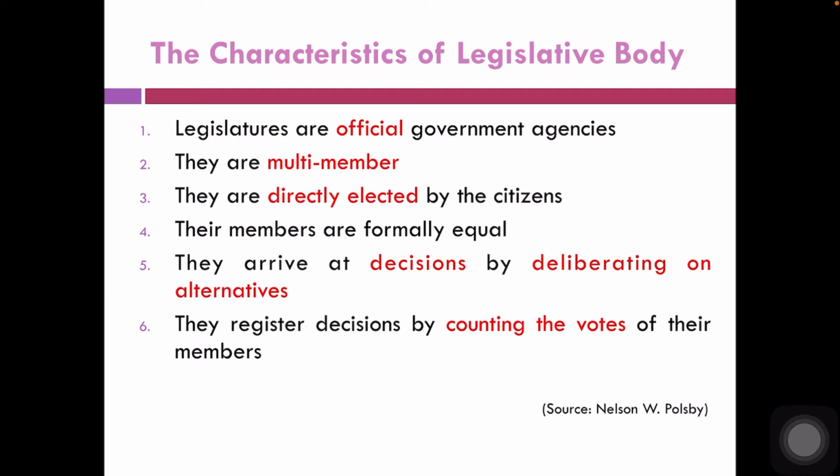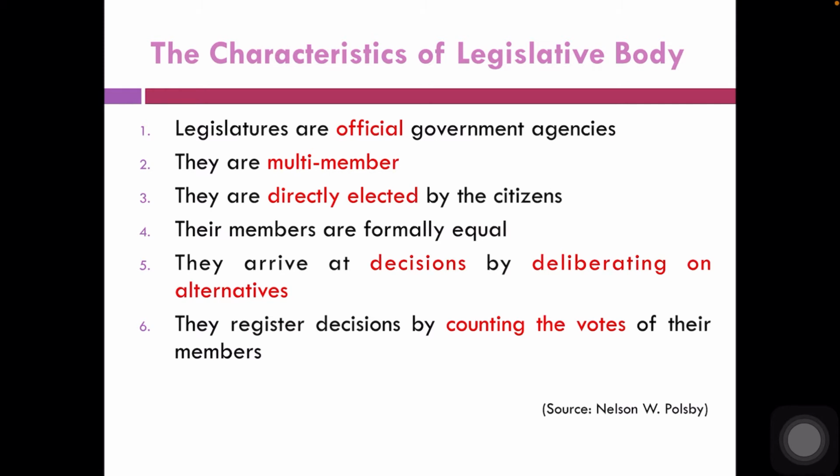So, what are the characteristics of legislative body? The first one is that legislatures are official government agencies, and they are also multi-member sebab dia ada ramai individu lah yang duduk dalam legislative body. Number 3, they are directly elected by the citizens. So in Malaysia, our legislative body is our member of parliament.